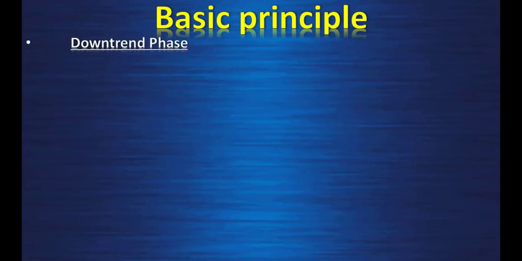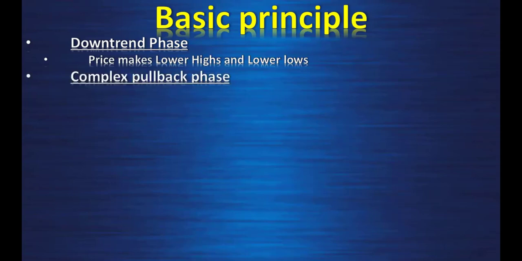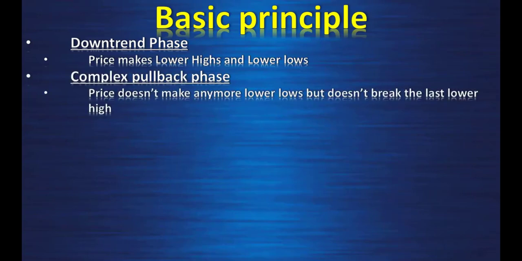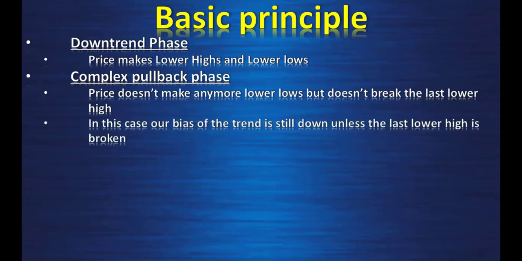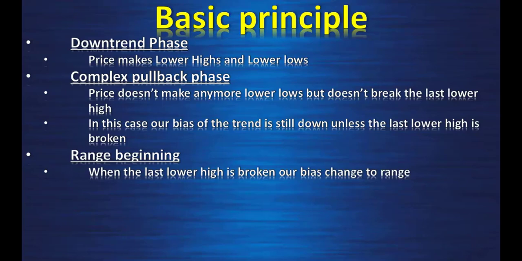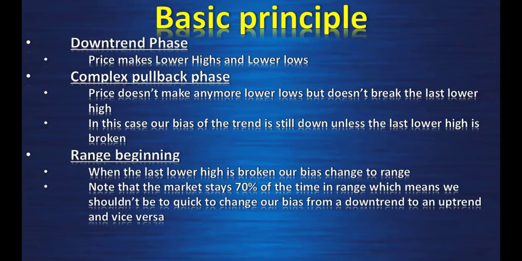Basic principle, downtrend phase. Price makes lower highs and lower lows. Complex pullback phase. The price doesn't make any more lower lows but doesn't break the last lower high. In this case, our bias of the trend is still down unless the last lower high is broken up. Range beginning. When the last lower high is broken, our bias changes to a ranging market. Note that the market stays 70% of the time in a range, which means we shouldn't be too quick to change our bias from a downtrend to an uptrend and vice versa.